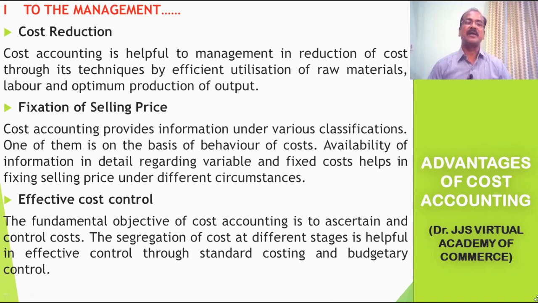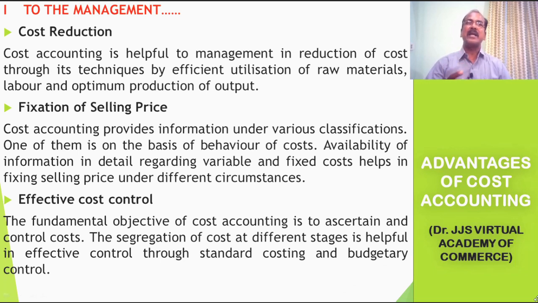The next advantage of cost accounting to the management is effective cost control. The primary objective of cost accounting is to ascertain cost and also control cost. So it facilitates both ascertainment of cost and control of cost. But originally cost accounting was adopted to ascertain the cost incurred. Later, its application was extended even to control of cost. Segregation of cost at different stages is really helpful to the management in effective control through standard costing and budgetary control.